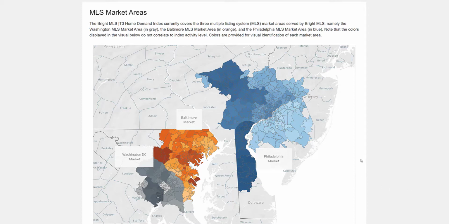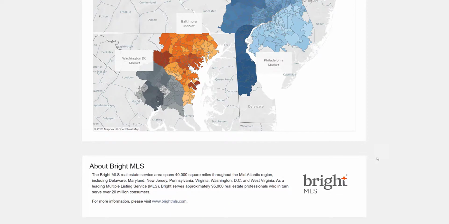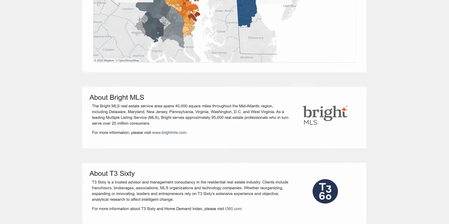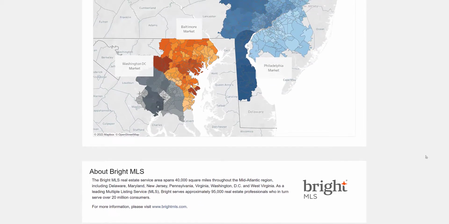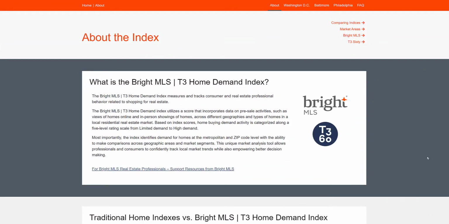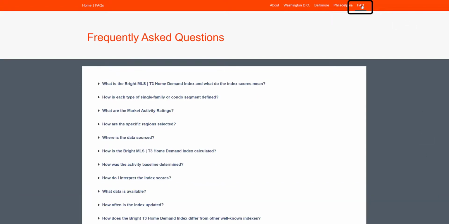Finally, at the bottom of this page, you have a little overview of Bright and T360 as organizations. And again, they're useful to give a little bit of background to a consumer that you might be sharing this with. I want to point out the frequently asked questions section. We have a lot of details here for you, and what you might get if you have a response from a client that you choose to share this information with. If they have questions, this can give you a little more background info.